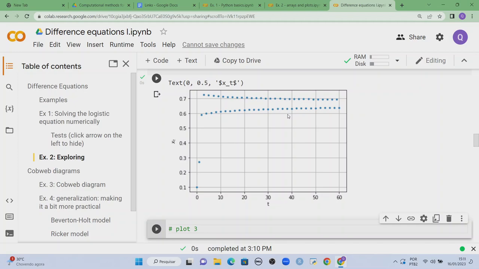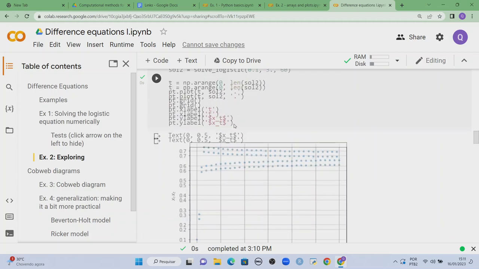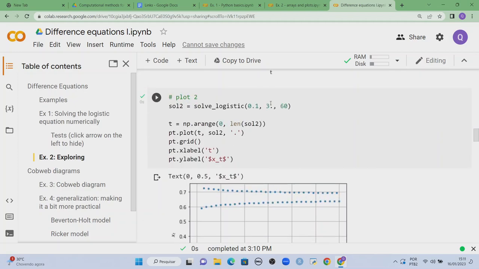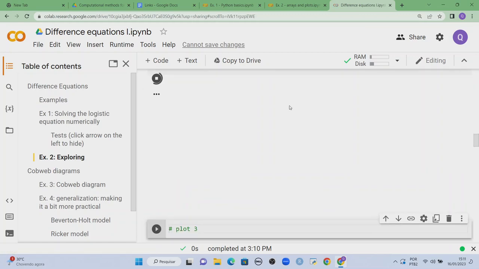I think Roberto said in his class that 3 is a special value for R, that it always becomes smaller but never stable. Ah, okay. So maybe we chose the wrong value. If we put 3.1, I think it is 2.9 here. Or 2.9, oops, sorry. Yeah, okay.